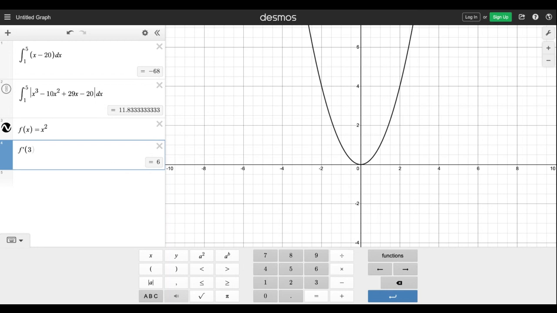Okay. Now, Isabel, were you able to get that on your calculator? Were you able to get 6 for an answer when you did x squared?